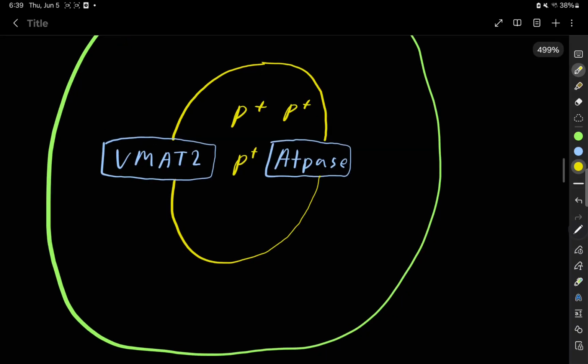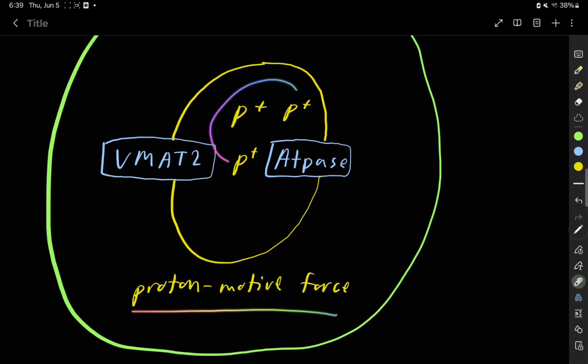Your granule has a lot of positive charge. This creates what's called the proton motive force. Sorry for my bad handwriting, but the proton motive force is produced by pumping all these protons into your granule. Then your VMAT2 enzyme, which is known as an antiport, makes use of your built-up proton motive force in order to pump histamine into your granule.